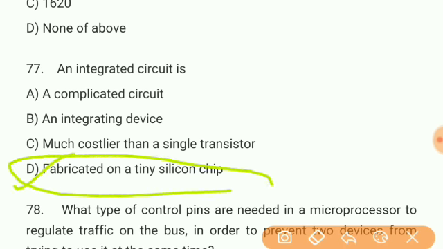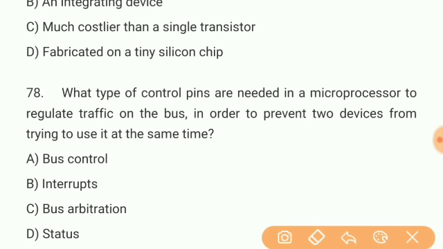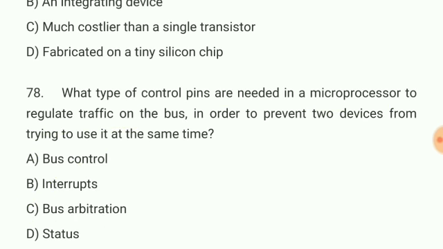Then an integrated circuit is what? Fabricated on a tiny silicon chip. Okay, it is fabricated on a tiny silicon chip. Then what type of control pins are needed in a microprocessor to regulate traffic on the bus in order to prevent two devices from trying to use it at the same time? And the answer is bus arbitration.